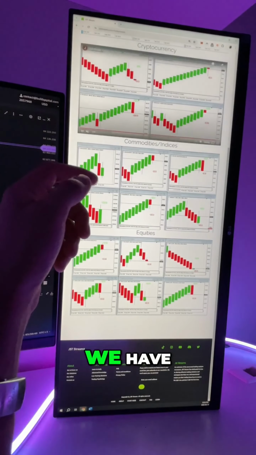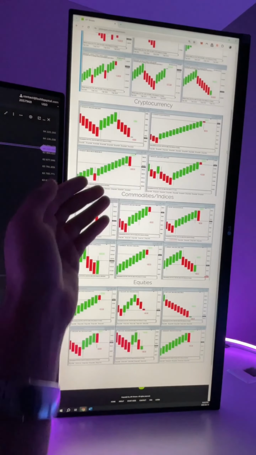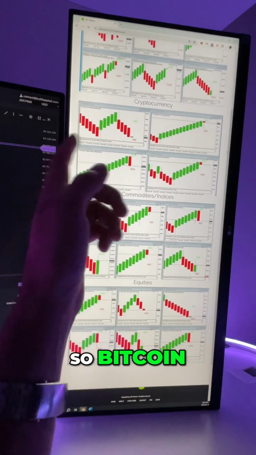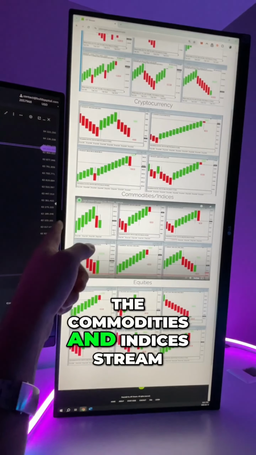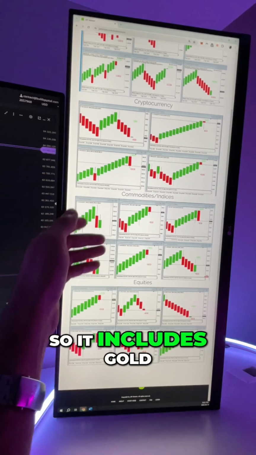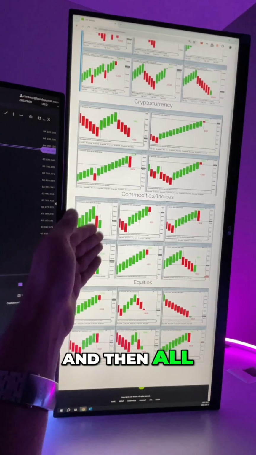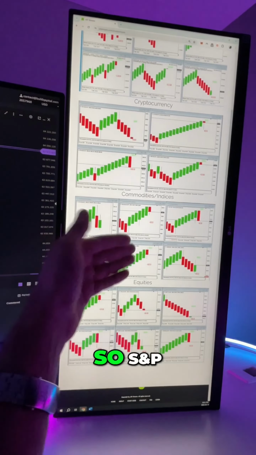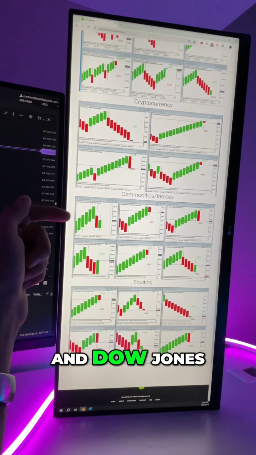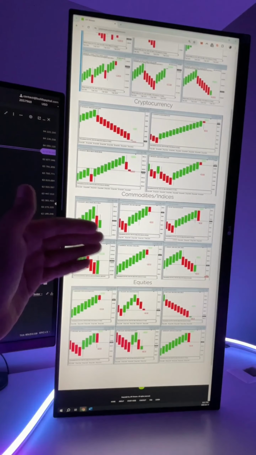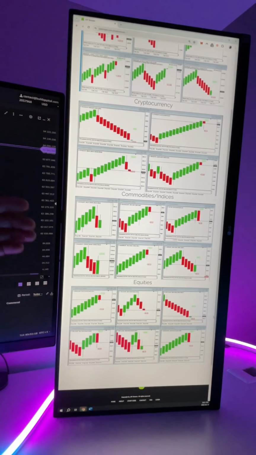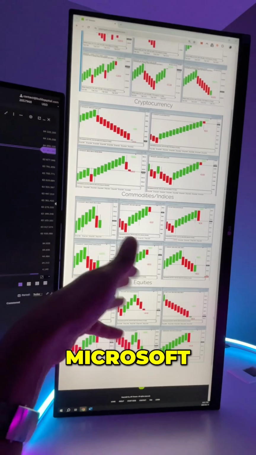Over here, we have the cryptocurrency range bars, so we have all the major cryptocurrencies: Bitcoin, Ethereum, Litecoin, and XRP. Here we have the commodities and indices stream, which includes gold, oil, and all of the major indices: S&P, NASDAQ, Russell, and Dow Jones. And finally, at the bottom here, we have the equity stream, which is all the major stocks: Amazon, Tesla, Microsoft, etc.